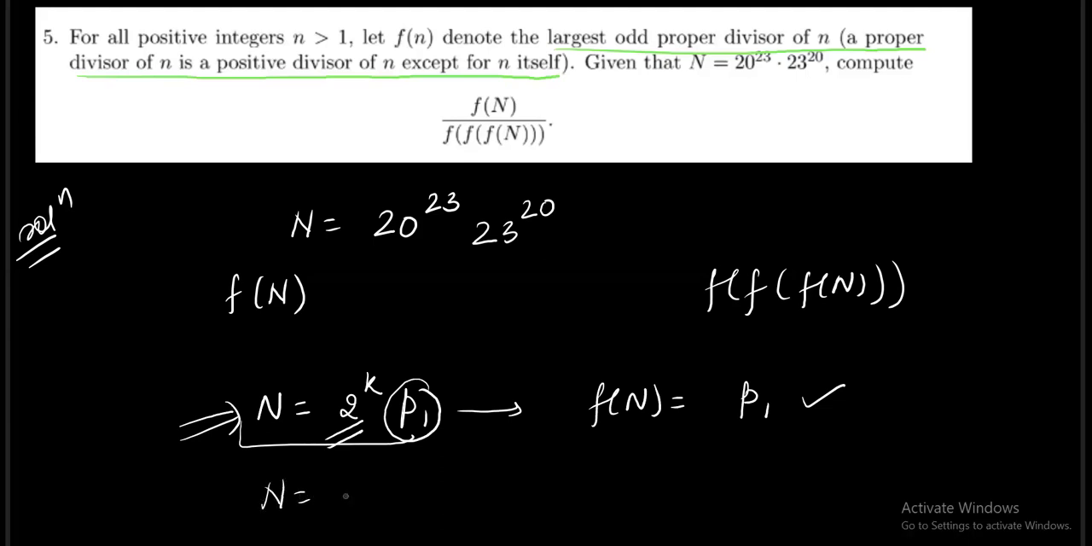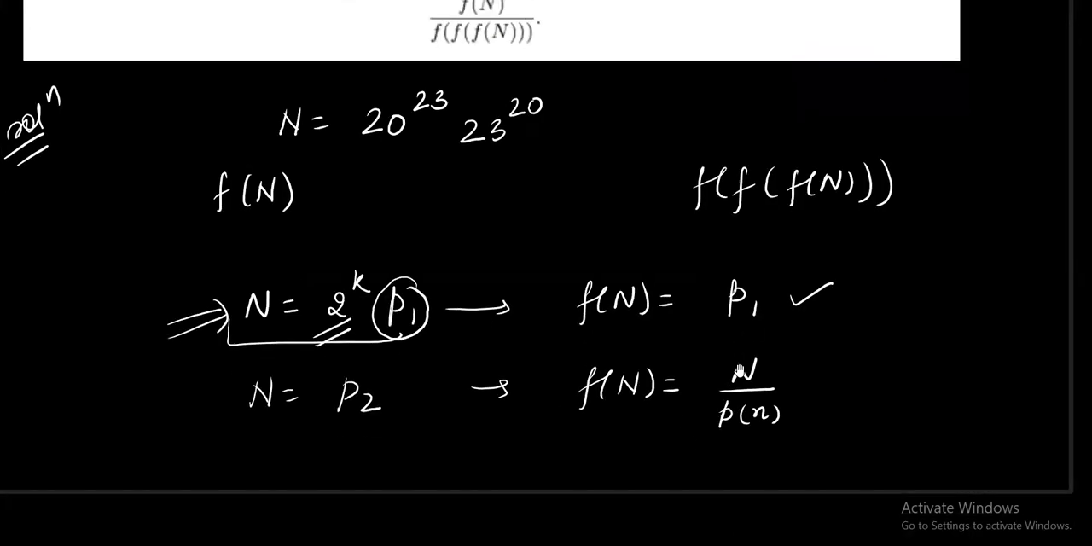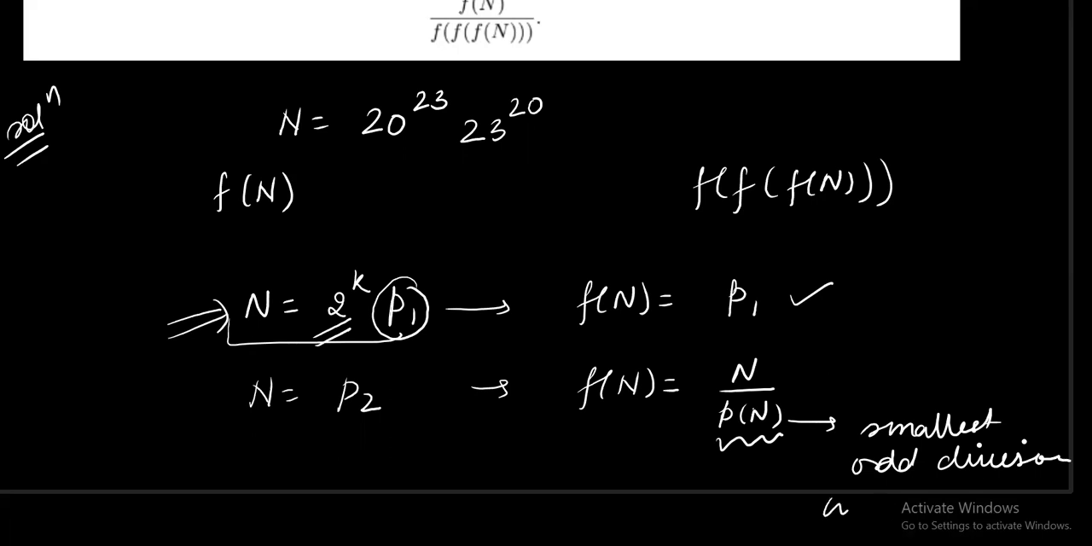And if you have n as an odd number, suppose n is an odd number, I'm writing it as P2. Then what are you going to say? In this situation, if you are evaluating f(n), then you will write that this is going to be equal to n divided by P(n). Where what is P(n)? Let us take the same symbol, capital N. What is P(N)? I'm taking P(N) as the smallest odd divisor which is prime.